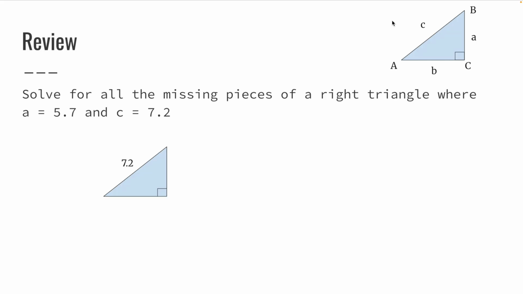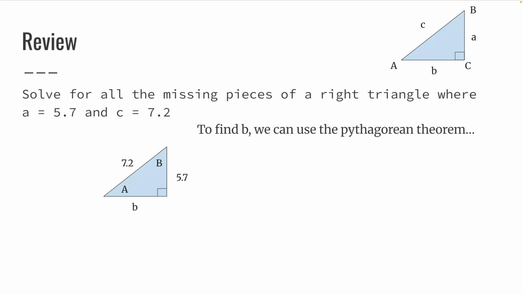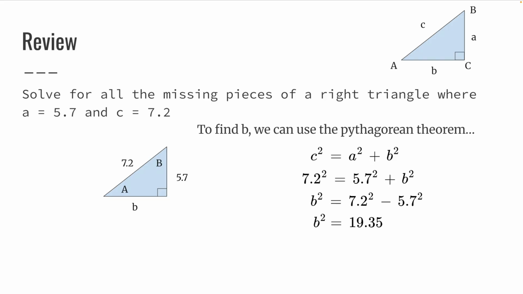Right now, we know that this is 7.2 and this is 5.7. And we want to find side B, angle B, and angle A. That's what's missing. So the first thing we can do is find B using the Pythagorean theorem because we know two sides of a triangle. Pythagorean theorem is c squared equals a squared plus b squared. So I'm going to put in the information that I know. I need to do a little bit of rearranging here because I'm looking for B. And then I can square my numbers and subtract them.